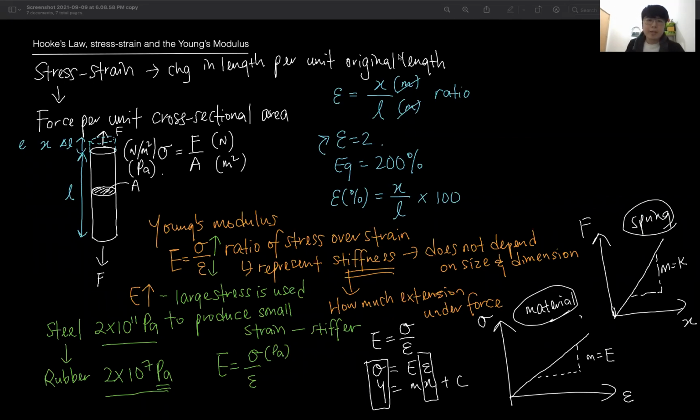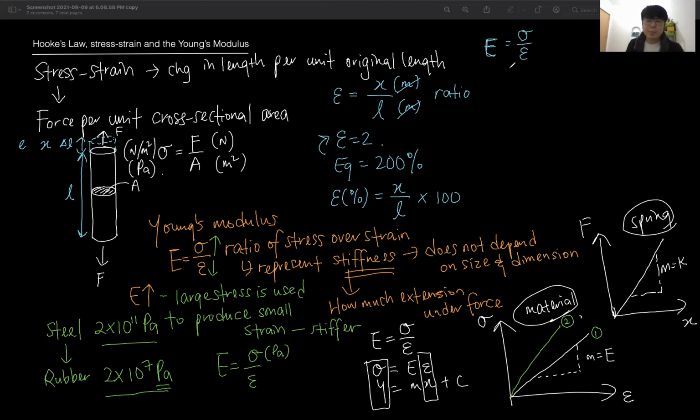Okay, how do you identify which one has a larger Young's modulus? Which one is stiffer? If I have material 1 and material 2, which one is stiffer? The one with the higher gradient. Material 2 is stiffer because it has a higher gradient. Okay, now E equals stress over strain. So if you know the stress and you know the strain, you can calculate E, right?